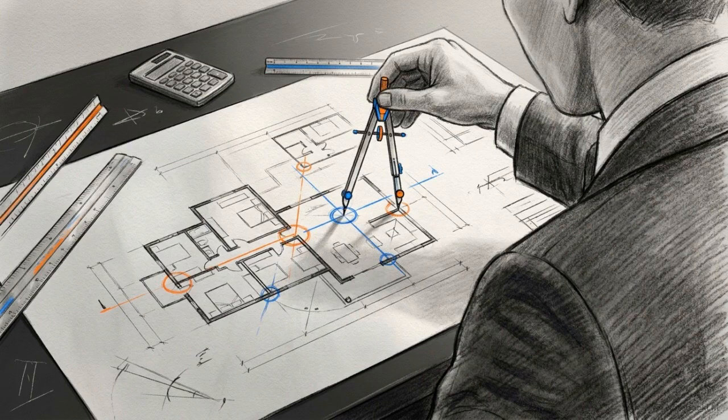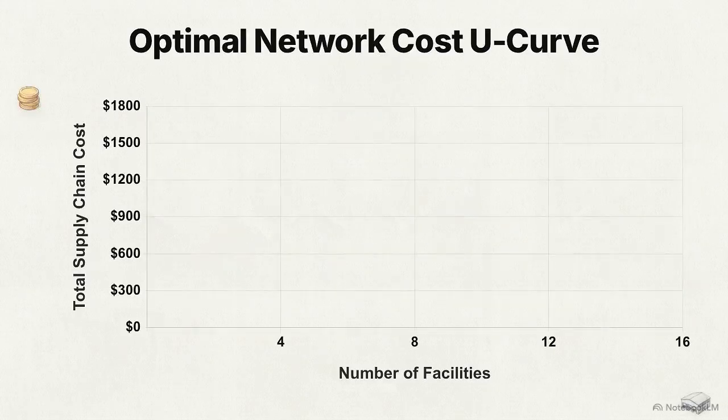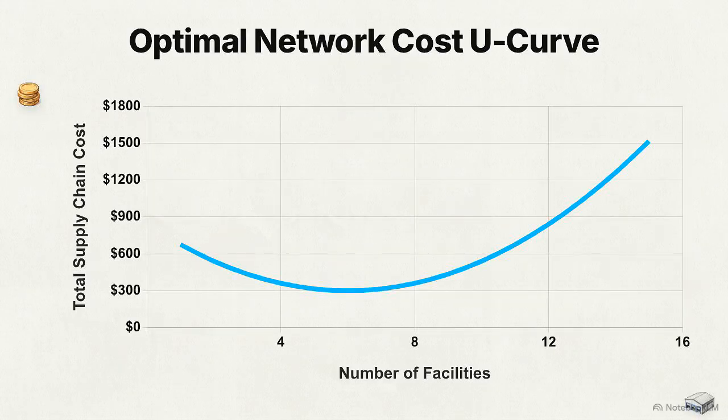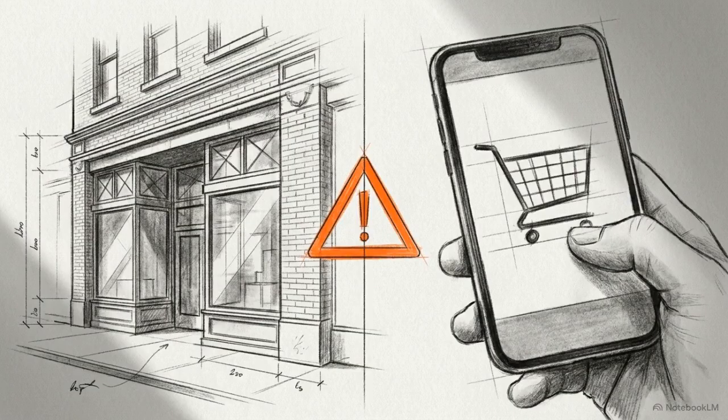Designing an effective network requires calculating the exact mathematical trade-offs between facility count, inventory costs, and delivery speed. We are going to derive the financial U-curve of facility costs and analyze why omni-channel retail is forcing legacy networks to redesign their physical nodes.